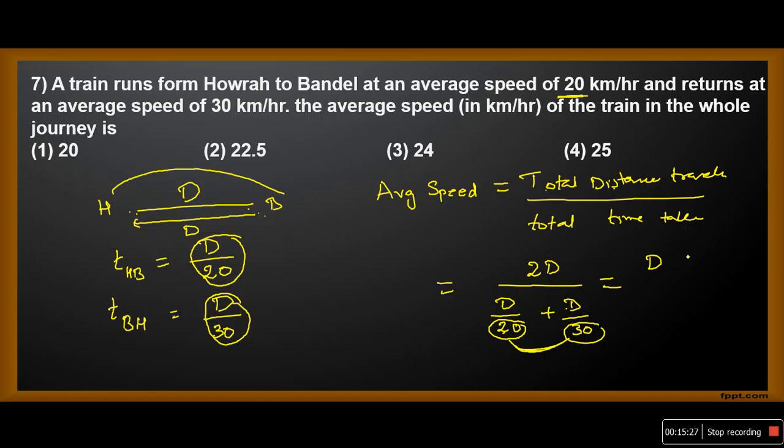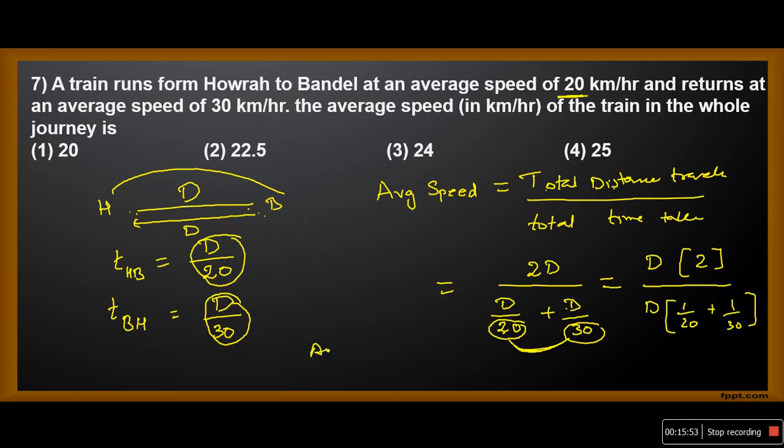If I take common D, in the numerator you will get 2. If I take D as common in the denominator, you will get 1 by 20 plus 1 by 30, right? Here anyway D is getting cancelled. Instead of cancelling D, what we are doing, we are making use of D by choosing a convenient value. What is that convenient value? LCM of the denominators, which is 60.